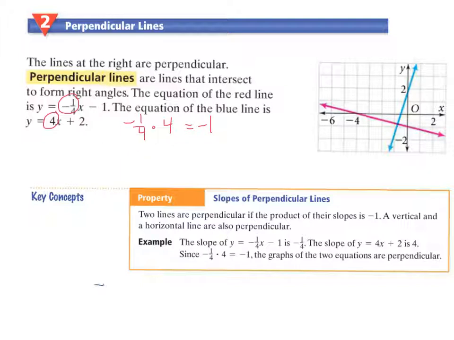So if I said my slope is 5, what's the negative reciprocal of that? It'd be negative 1/5. What's the negative reciprocal of 2/3? It's negative 3/2. You take the opposite and you take the reciprocal. What's the negative reciprocal of negative 1/6? It will be 6. We flip it and change the sign.